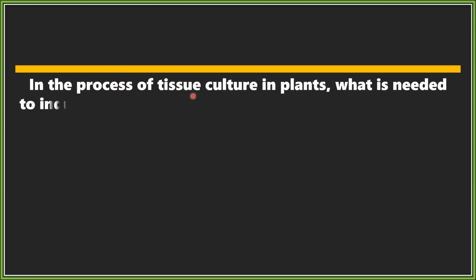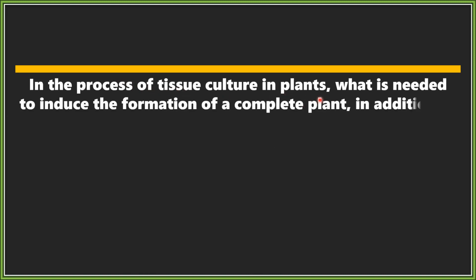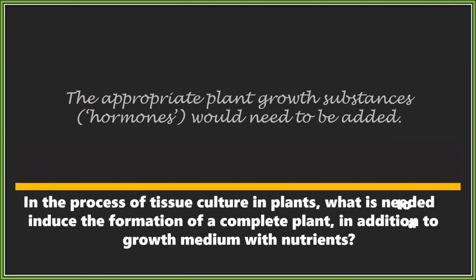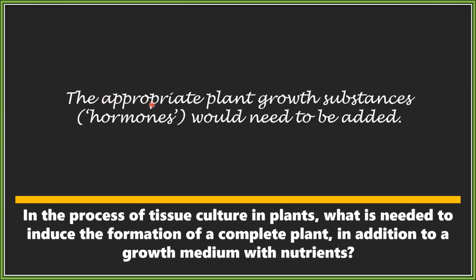In the process of tissue culture in plants, what is needed to induce the formation of a complete plant, in addition to the growth medium with nutrients? The appropriate plant growth substances, the hormones, would need to be added.